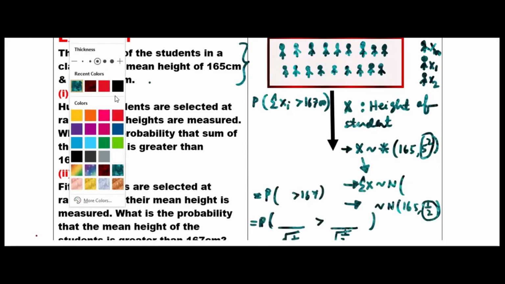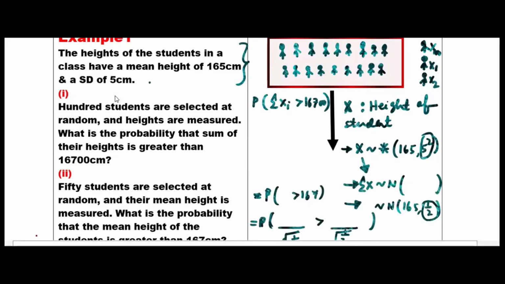N is 100, mu is 165. So this will be 16500, n mu, n sigma square. N is 100, mu is 165, sigma square is 25. And n sigma square will be 2500.